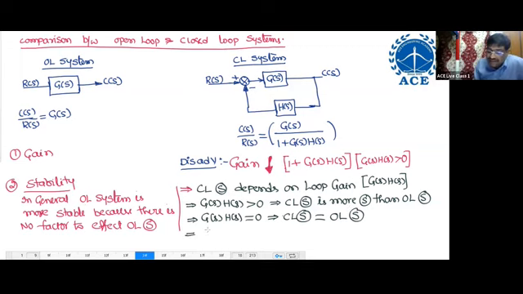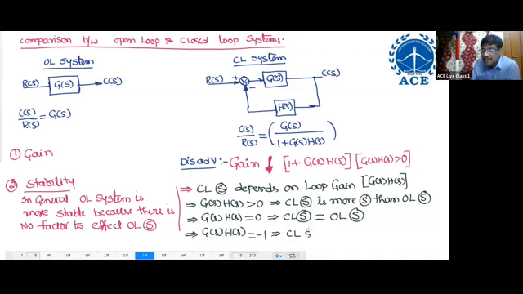In case G of S H of S is less than 0, negative, for example equal to -1, what does -1 mean? 1 minus 1 becomes infinity. That means closed loop stability is affected.